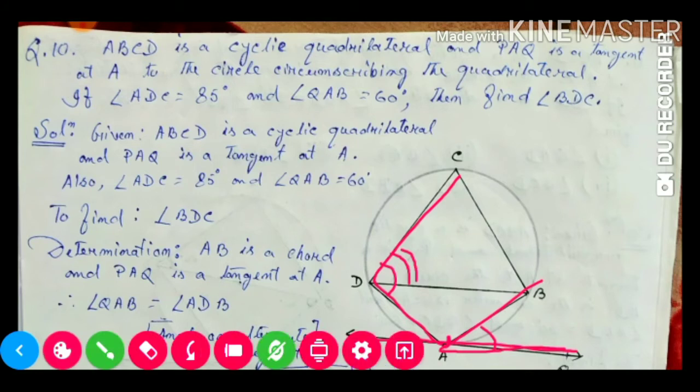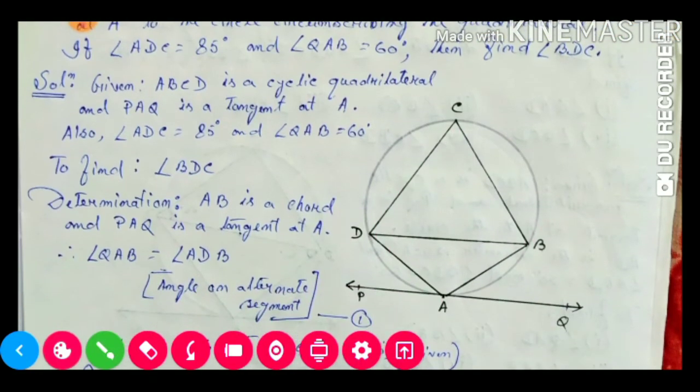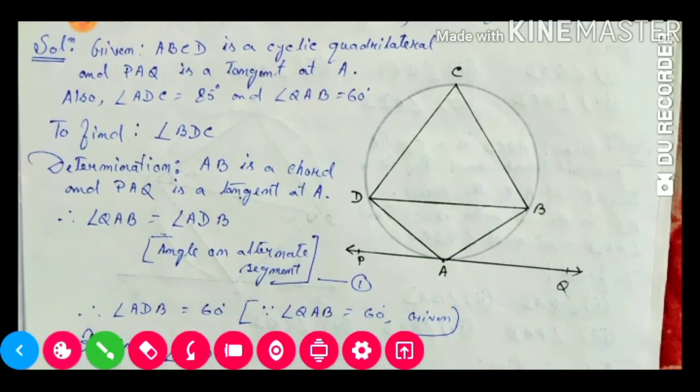It is very easy. So what is given? Given that ABCD is a cyclic quadrilateral and PAQ is a tangent at A. Also angle ADC is equal to 85 degrees and QAB is equal to 60 degrees. To find angle BDC. Determination: see, AB is our chord. Here PAQ is a tangent, so this angle and this angle will be equal because these two angles are in the alternate segment. So angle QAB is equal to angle ADB. And it is given in the question, QAB is equal to 60 degrees. Therefore angle ADB is also 60 degrees.